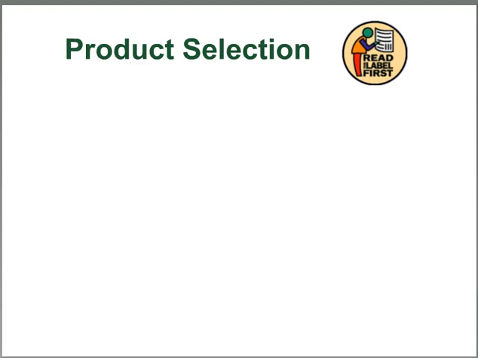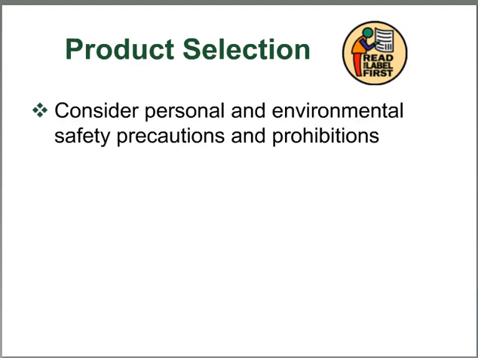When selecting a product, pay attention to both environmental and personal safety precautions and specific prohibitions that are stated on the label. Remember that products with the same active ingredient can be formulated in different ways for particular applications and to reduce human health hazard. Read and compare labels, then make sure you get the best product for your situation.